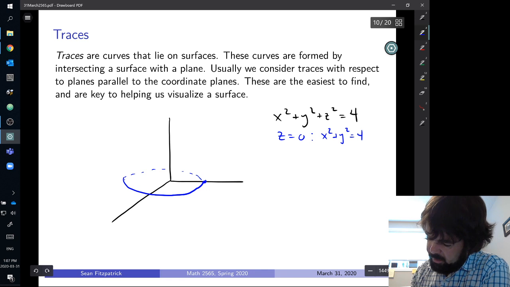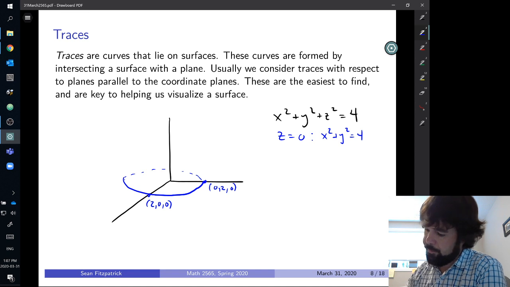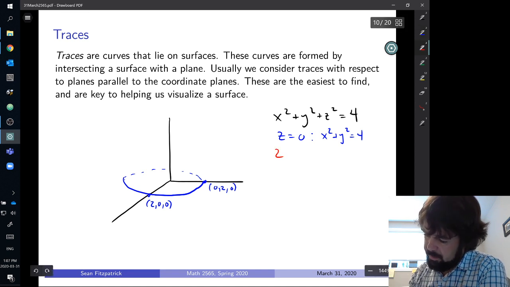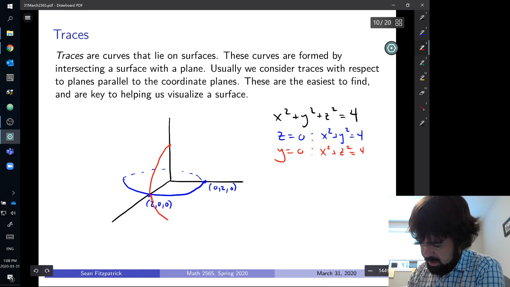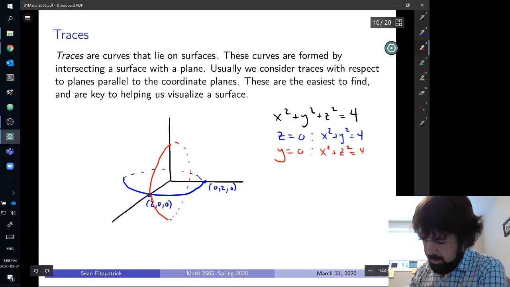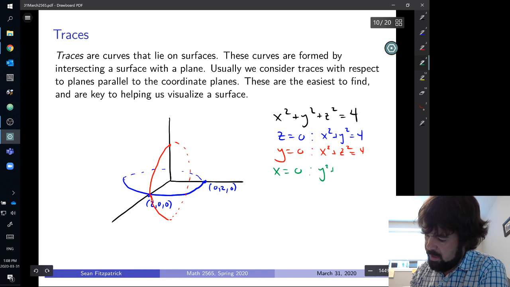In the xy plane, right? That's going to be the point 0, 0, 0. I can similarly say, well, what if I put y equal to 0, and I get x squared plus z squared is equal to 4. Well, that's a circle in the xz plane, right? So now I get this circle coming down like so. Or I could put x equal to 0, and I get y squared plus z squared is equal to 4, and I say, okay, that's a circle in the yz plane.